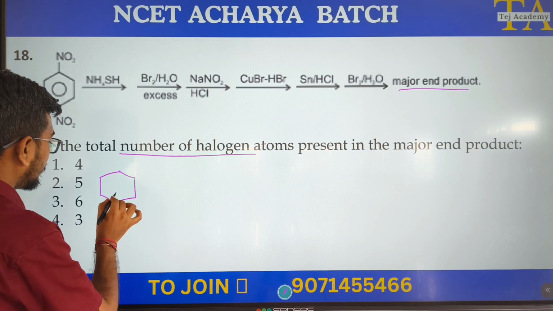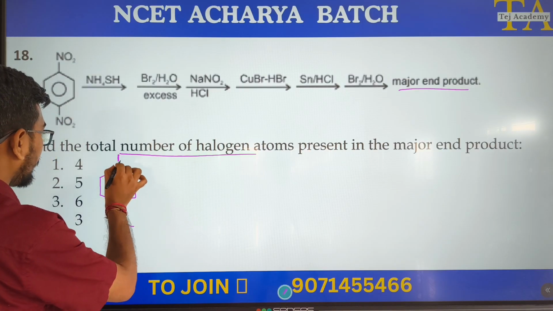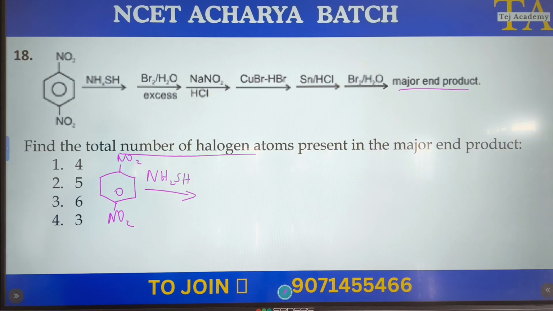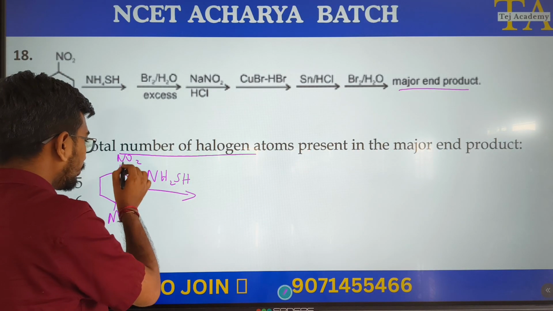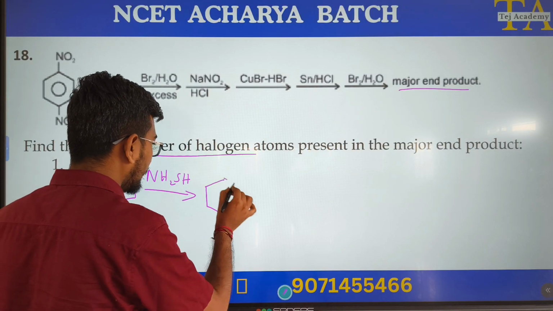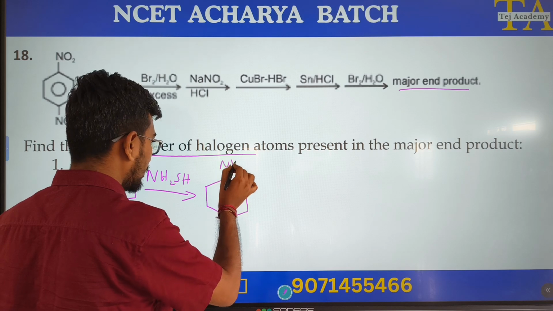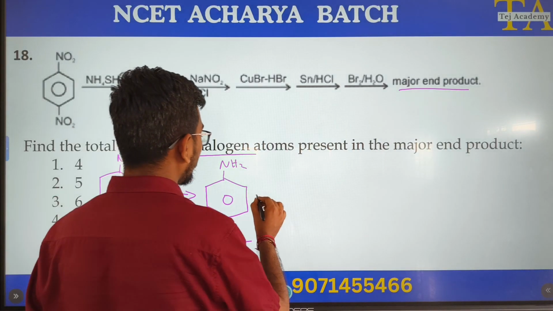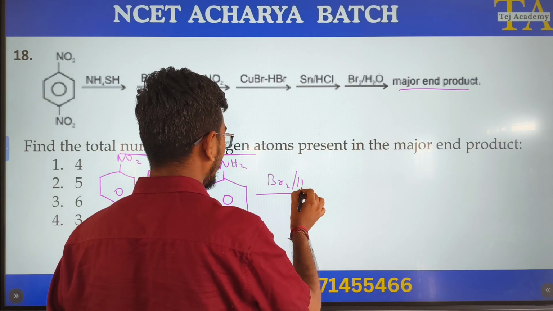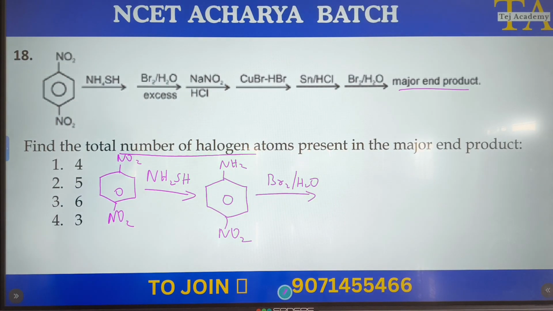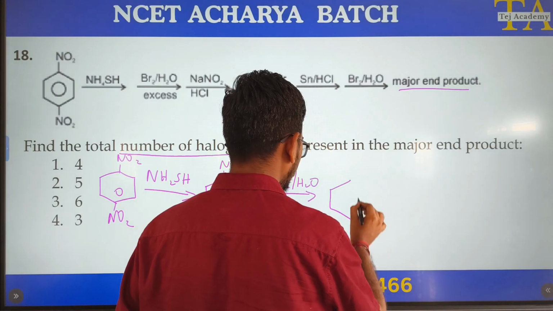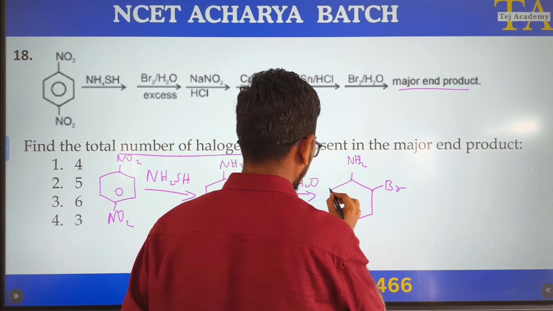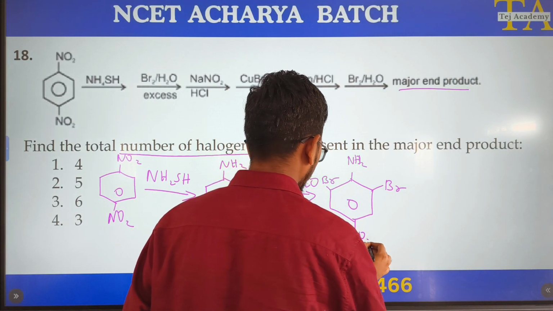Now, both sides have the NO2 group. In the presence of NH2SH, always remember one NO2 will be replaced by hydrogen, then we'll get the product here with NH2 and NO2. Now in the presence of excess bromine water, we know that 2 bromines will add at the ortho positions. So addition of bromine: NH2, here Br, one more Br, and NO2 will be there.